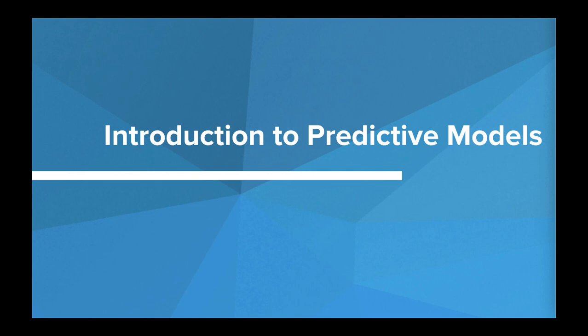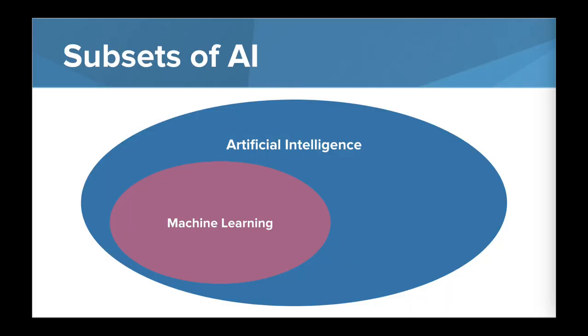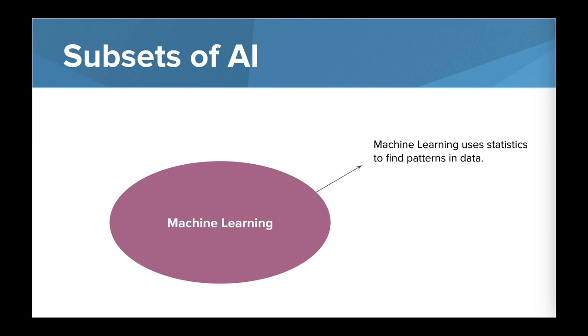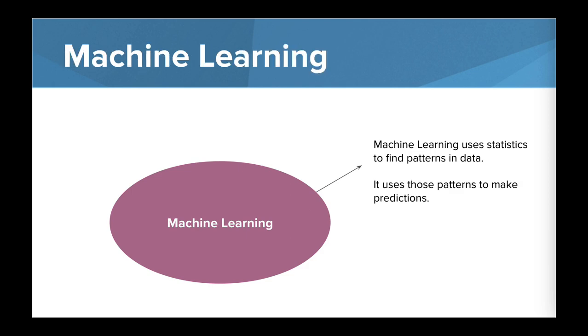Hi, in this lesson, you will learn about predictive models and how to use them to predict outcomes of future events. As we've discussed in other units, within the field of artificial intelligence, there are subcategories of algorithms. One such category that we've learned about is machine learning. Machine learning algorithms use statistics to help find patterns in data. It then uses those patterns to make predictions and assessments.